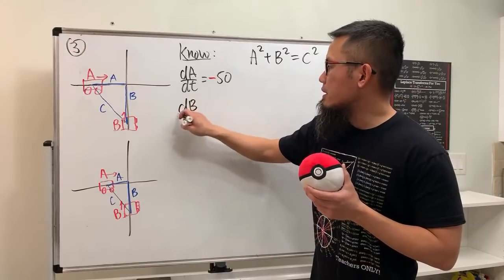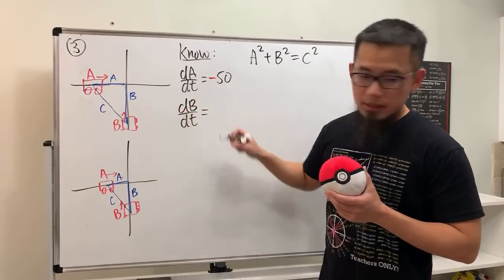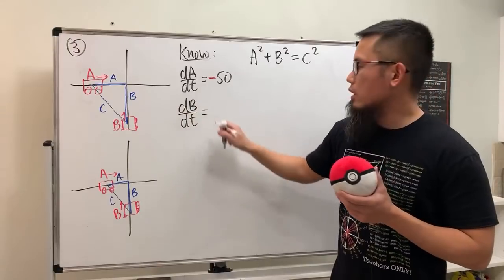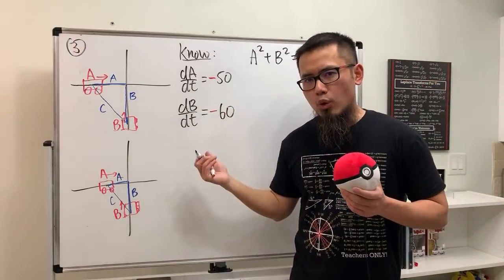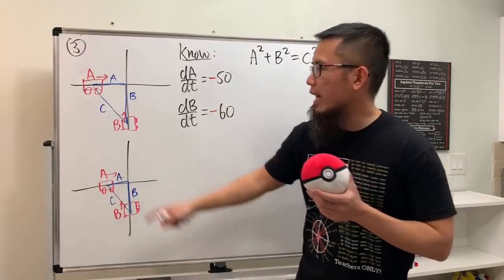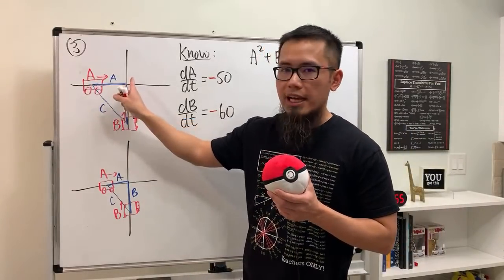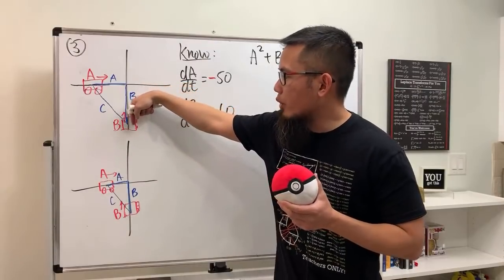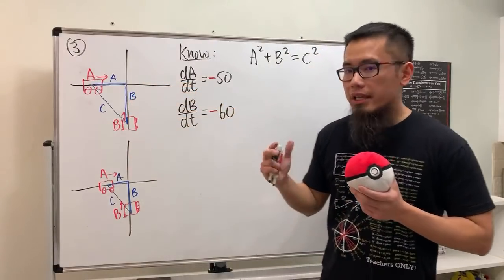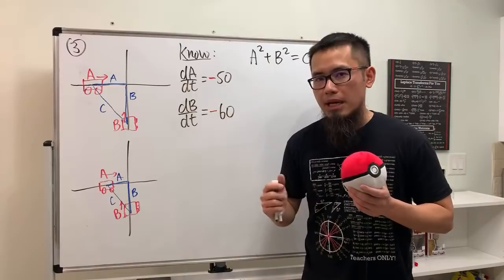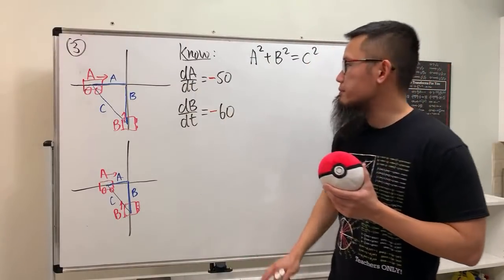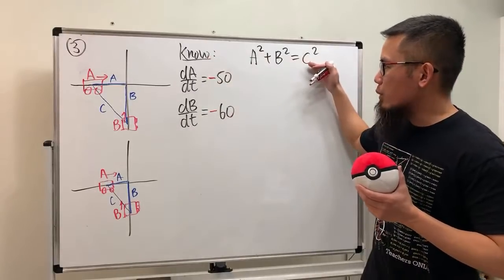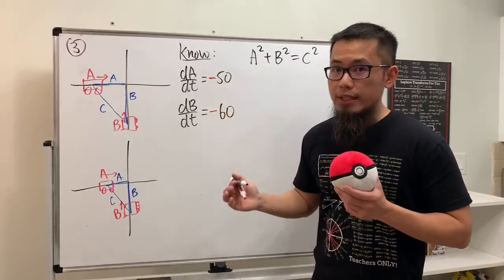Similarly, dB/dt is 60 miles per hour, so it will be negative 60. This is important because sometimes you will see a question where car A is going toward the intersection but car B is going away from the intersection. In that case, the sign really matters. If you have the wrong sign, then the number will totally be different. So we know this is the equation that we're going to use, and we know these are the rates that we have.